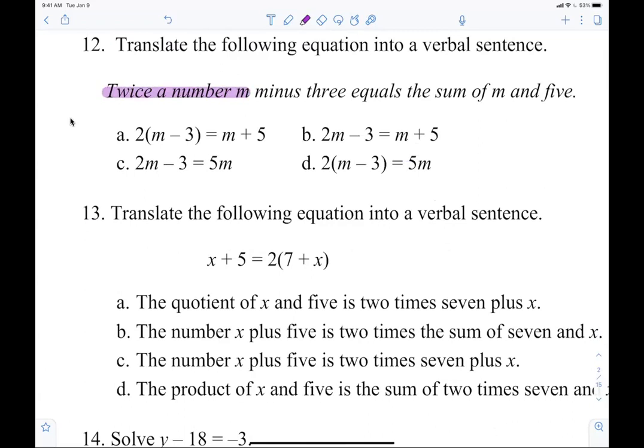So now, I think it's safe to say it's not A, it's not D. Twice the number m minus 3. It's B because it says the sum of n. That is correct. Sum means to add. So that's the addition, not the multiplication. So the correct answer here was B. You okay? So far, so good? Yes, sir. Cole, good for you.